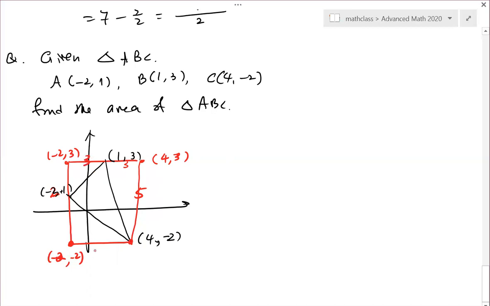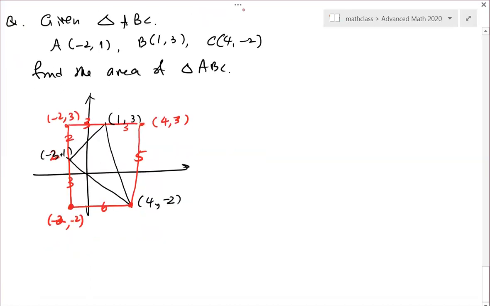And here from -2 to 4 is 6. And from 1 to 3 here is 2. And from -2 to 1 is 3. Okay, so it's 3 plus 2 is 5. Right? So now you can quickly get an answer, right?